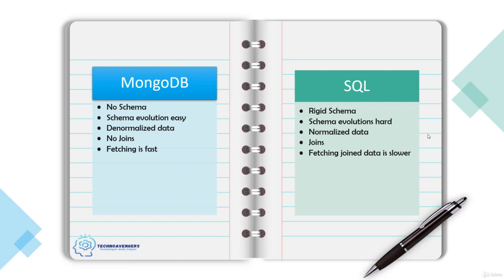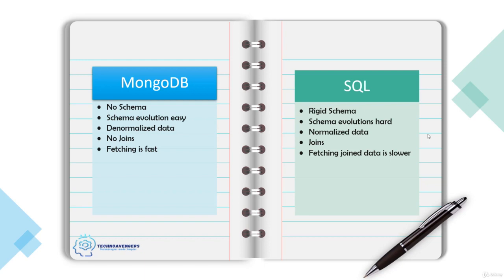Whereas SQL databases are built on top of joins because we normalize the data in such a way that we have so many relationships between each and every table, and to get the final output we normally have to join the data. And in MongoDB, the fetching operation is very fast because the data is denormalized. We don't have to perform any joins, whereas in SQL, fetching joined data is slower.